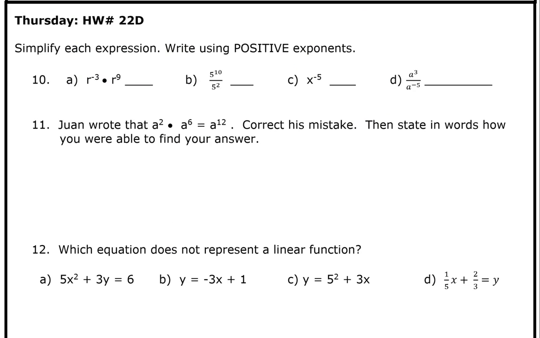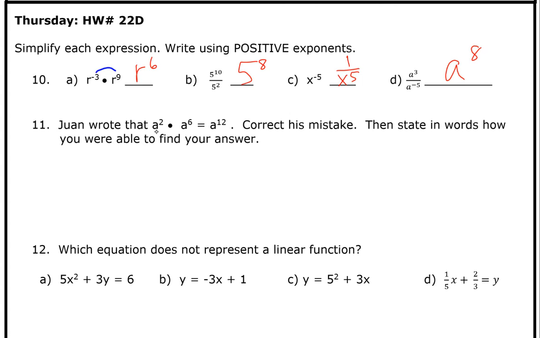All right, last section. Simplify each expression and write using positive exponents. So here I'm going to get negative 3 plus 9, so that gives me r to the 6th power. Here I'm going to subtract my power, so that gives me 5 to the 8th. And here there's no math to do, but I can't have negative powers, so I need to take the reciprocal. And then this one's tricky. Sometimes kids forget about having 2 minuses in a row, right? 3, subtract negative 5.